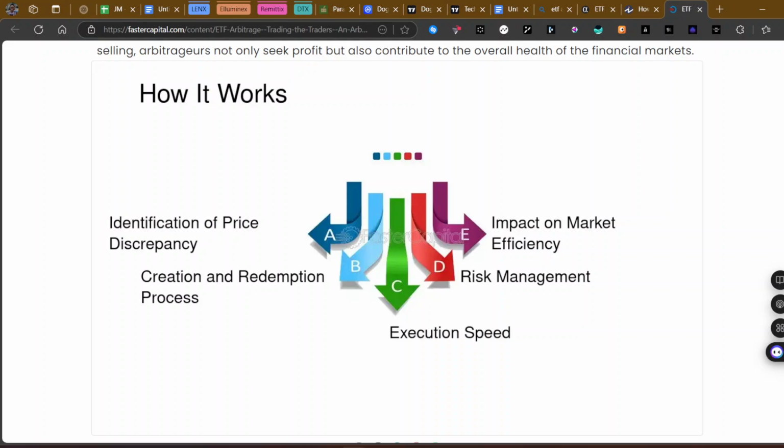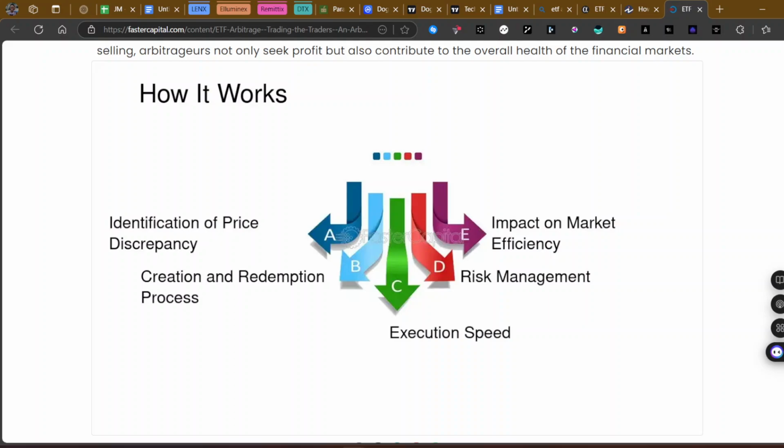So pay close attention to the bid and ask prices of the ETF and its components, and look for situations where the price of the ETF diverges from its intrinsic value. Another method is to use automated tools and algorithms that can help you track price differences in real time. Many hedge funds and institutional traders use these types of algorithms to automatically spot and act on arbitrage opportunities the moment they arise.